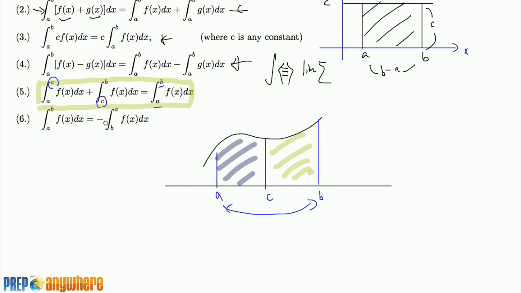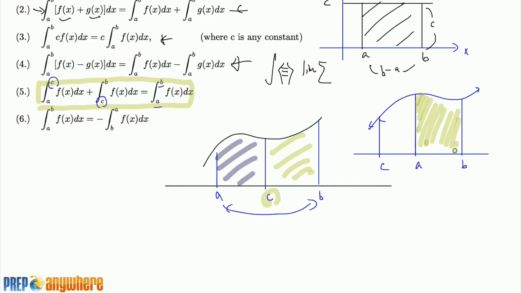But the problem is, it didn't say that c was in the middle. So does it work if it was like this? Let's consider if here's a and here's b, and c was to the left. The area from a to b is this one here. Now the area from a to c is this down here, so I'm going to label that A, big A.